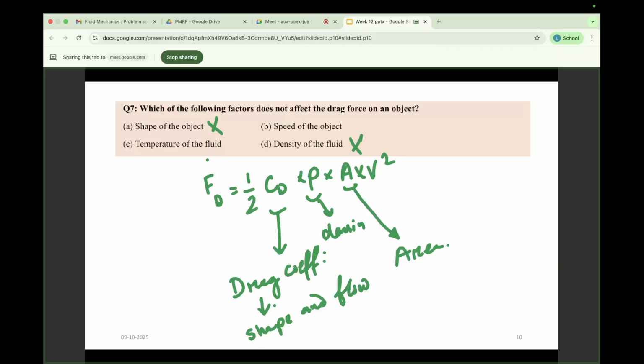Next is the speed of the object and the temperature. So here this is the velocity, or the speed. Definitely it will affect the drag as velocity, so that will not be the answer. But no such term is there from where we can say that the temperature of the fluid will affect. So the temperature of the fluid is the correct answer, it doesn't affect the drag force on an object. So option C is the correct answer. I hope that you understand this thing.